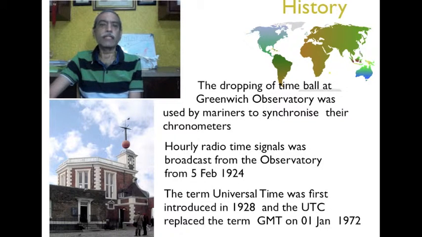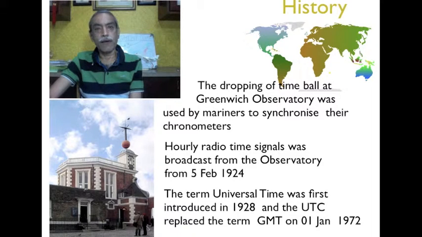Thereafter, with the advancement in radio technology, early radio time signals were broadcast from the observatory in the year 1924. To be precise, 5th February 1924.